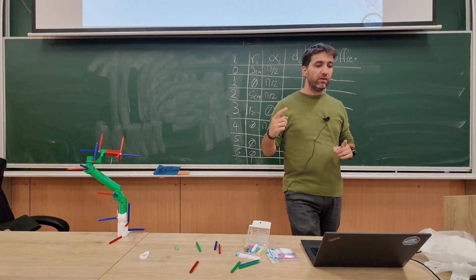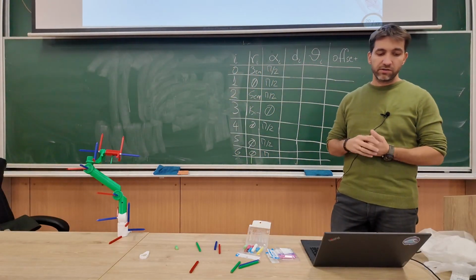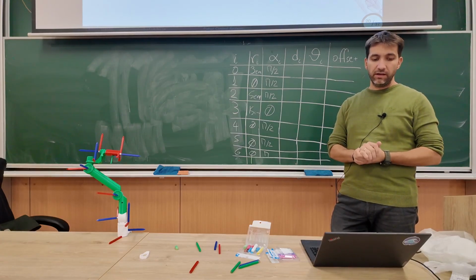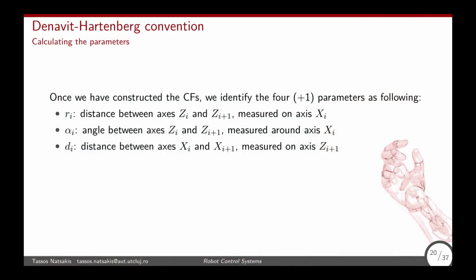So we will move on with calculating the other two parameters, d and theta. So let's start with d. Now we switch and we discuss the distance between the subsequent x-axes along the z-axis, right? Small difference here, and what you have to be careful about is that the distance between xi and xi plus 1 is measured on zi plus 1, right? Not on zi anymore.